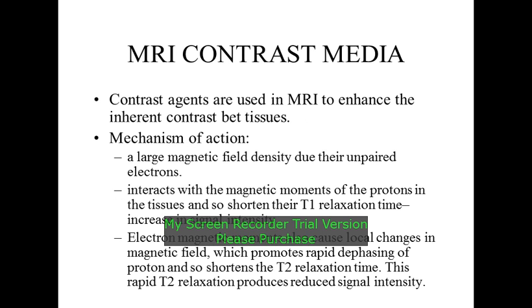MRI contrast media. MRI contrast media are used in MRI to enhance the inherent contrast between the tissues. Mechanism of action: a large magnetic field density, due to their unpaired electrons, interacts with the magnetic moments of the protons in the tissues and so shortens their T1 relaxation time and increases the signal intensity. Electromagnetic moments also cause local changes in magnetic field, which promotes rapid dephasing of protons and so shortens the T2 relaxation time. This rapid T2 relaxation produces reduced signal intensity.